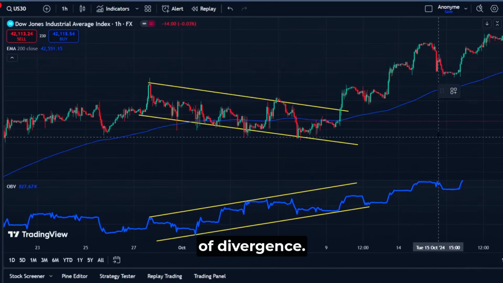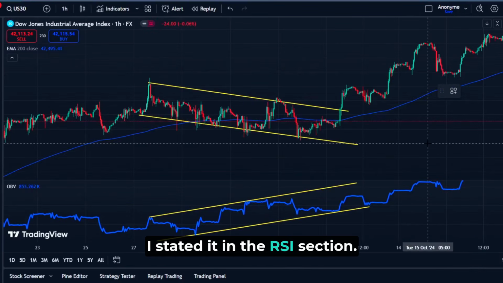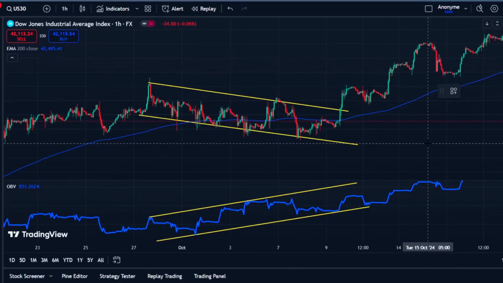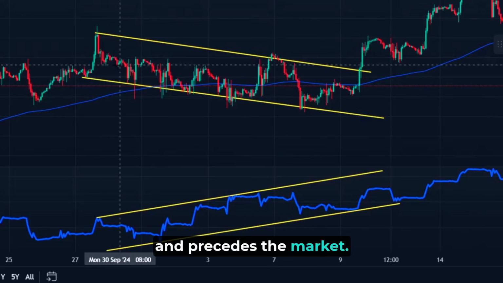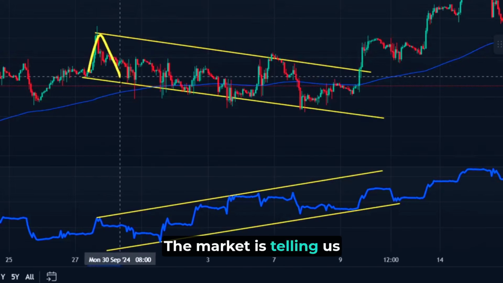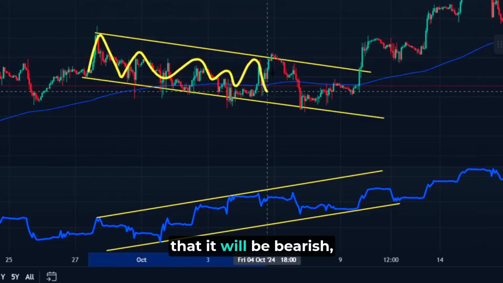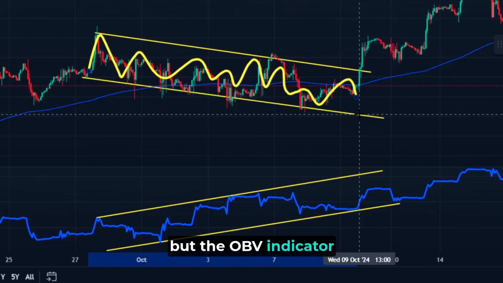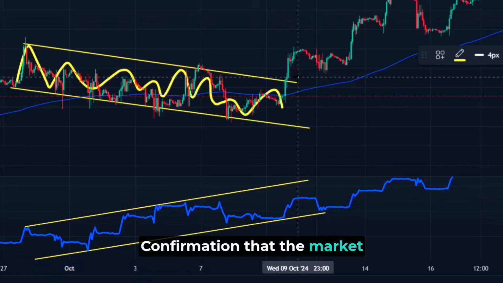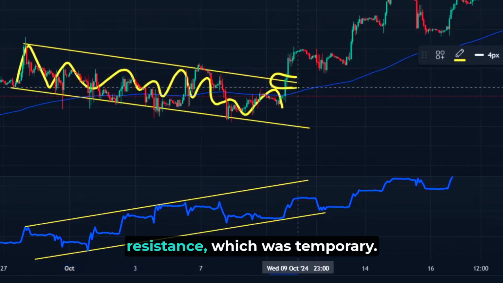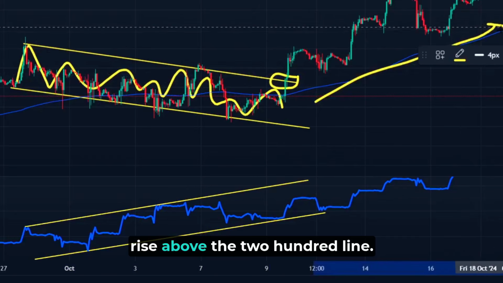This is another example of divergence. I stated it in the RSI section. Divergence here is stronger because it relies on volume and precedes the market. Watch with me here. The market is telling us a different story, that it will be bearish, but the OBV indicator tells us the truth. The market will not be bearish, on the contrary, it will rise. Confirmation that the market helped is the break of this resistance, which was temporary. And you saw the market sharply rise above the 200 line.